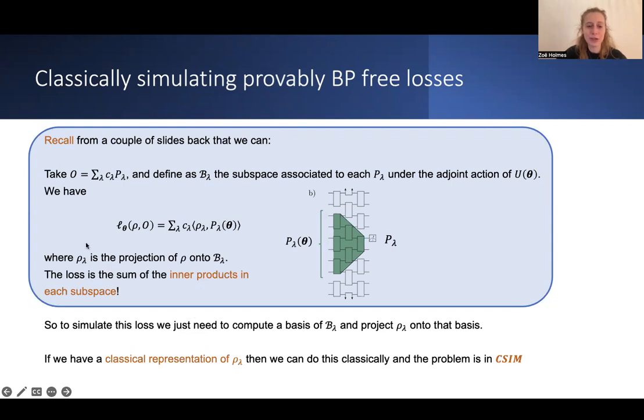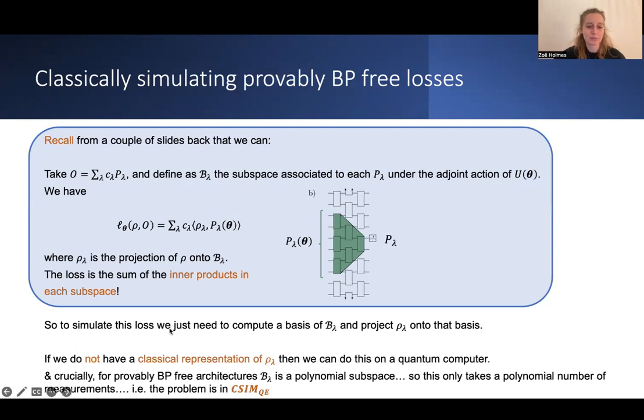Okay, so in order to compute the loss, we just need to compute a basis for each of these subspaces, and then project the initial state into that subspace. If we have a classical representation of the initial state, we can compute these projections classically, and then computing this whole thing is just going to be in CSIM, because as I said before, the U of thetas for all of the cases that are provably barren plateau free are classically simulable. If we do not have a classical representation of the initial state, then we can't do the projecting down onto rho lambda classically, but we can do this on a quantum computer.